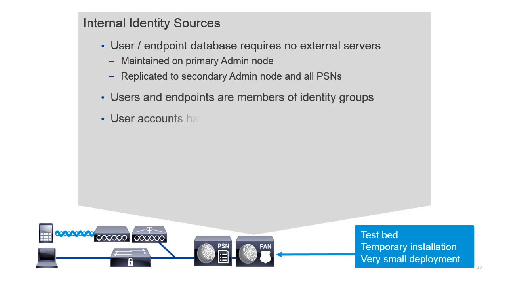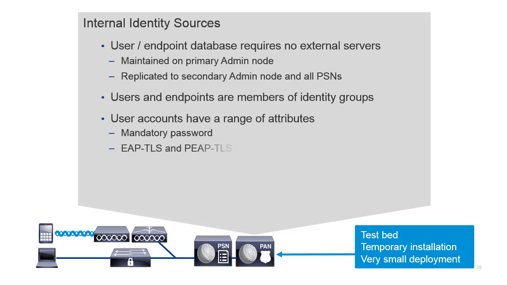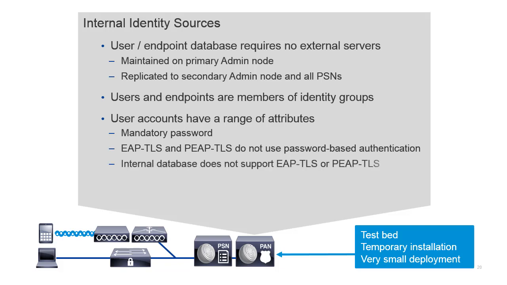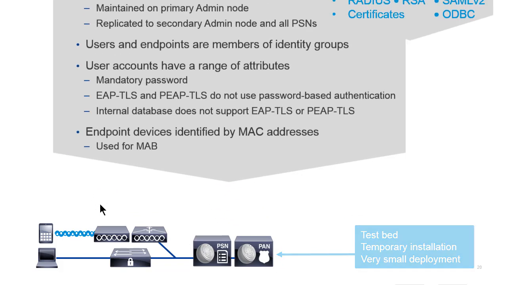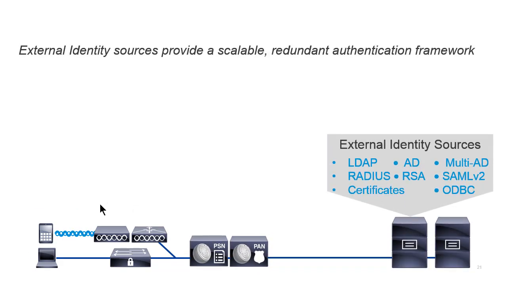User accounts have a set of attributes, including a mandatory password. Some protocols like EAP-TLS or PEAP-TLS do not use password-based authentication, and so the internal database does not work with these protocols. And remember, the internal database can include device endpoints, identified by their MAC address. This is used for MAC Authentication Bypass, or MAB, which requires you to define endpoints and identify them by their device MAC addresses.